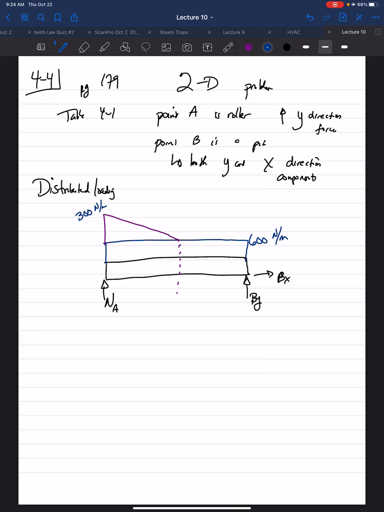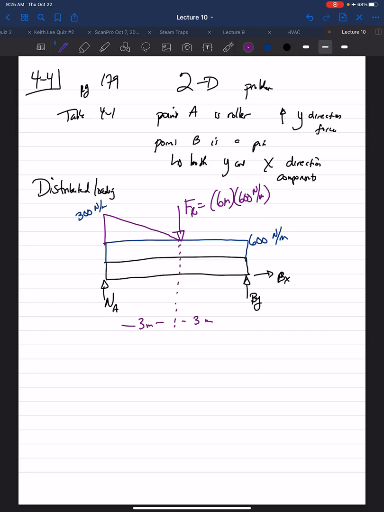The resultant force for the rectangular acts at the centroid, and for a rectangle that is right in the middle. So the resultant force here is the area, which would be the length. So we have 3 meters, 3 meters. So it's a total length of 6 meters. So 6 meters times 600 newtons per meter.